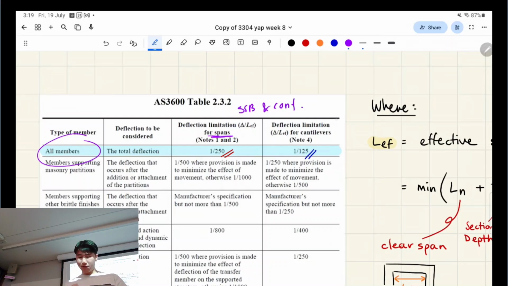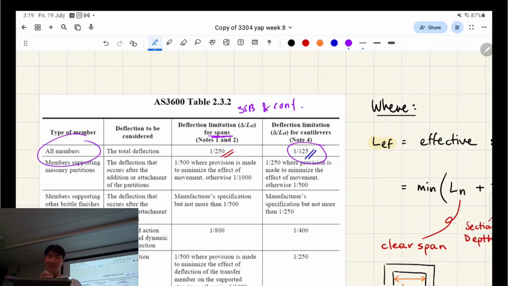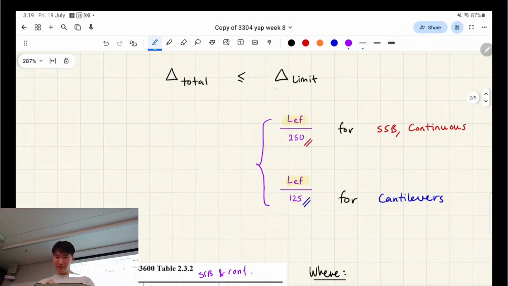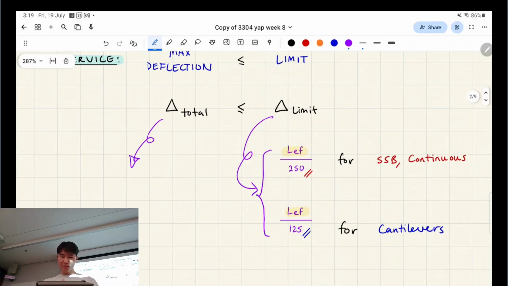And then there's a different one for cantilevers as well. That limit is 1 on 125, right? So I've just summarized that using this. But again, that's to do with your limit. Your total deflection, we're going to calculate that on the next page.